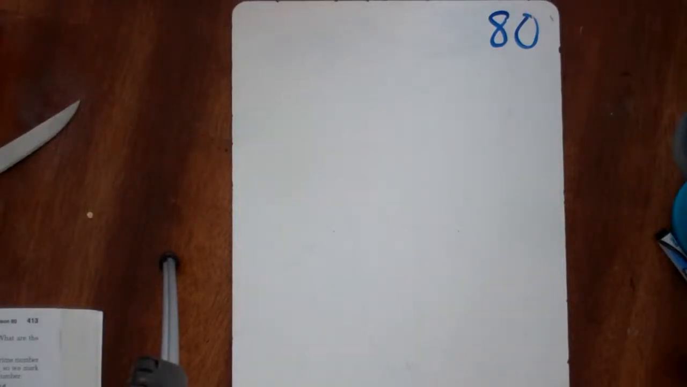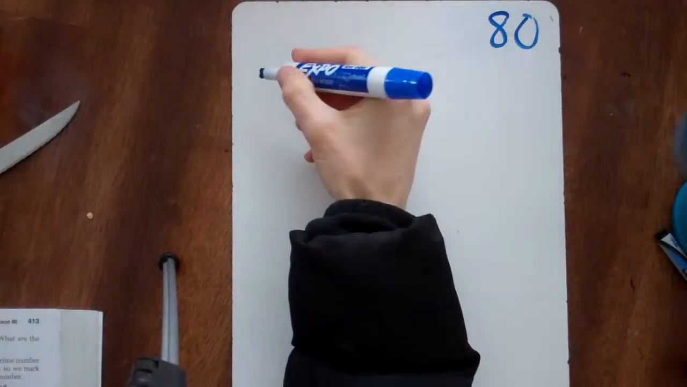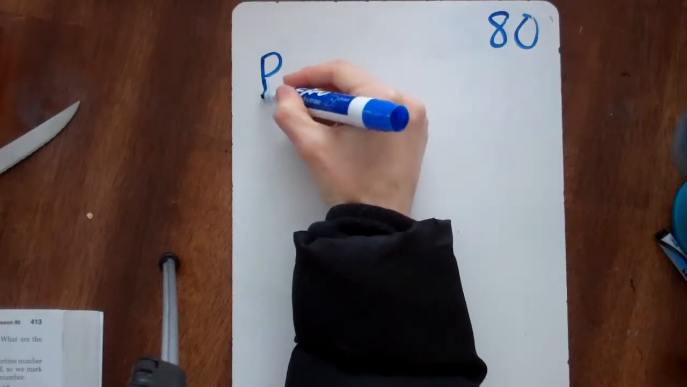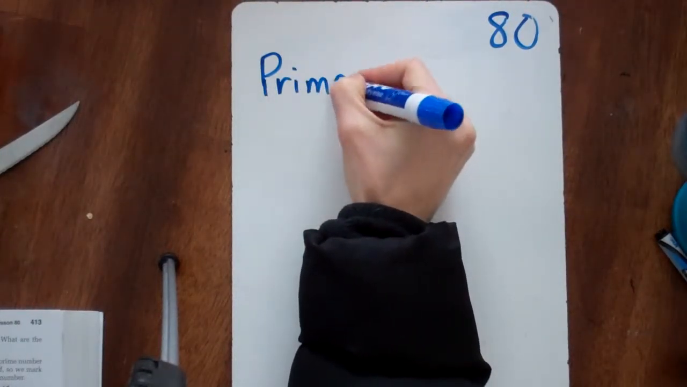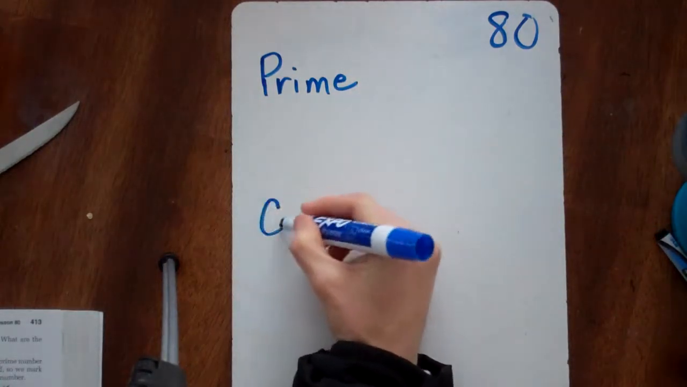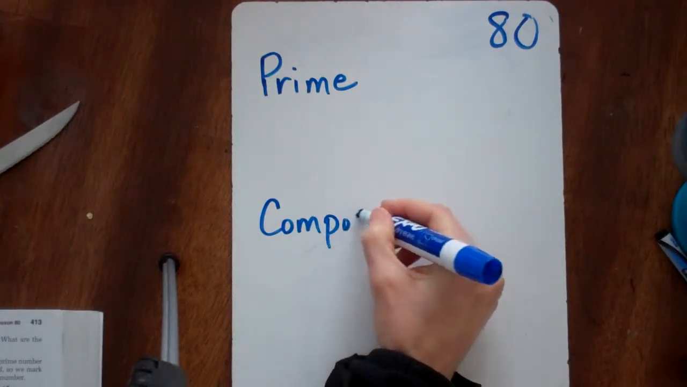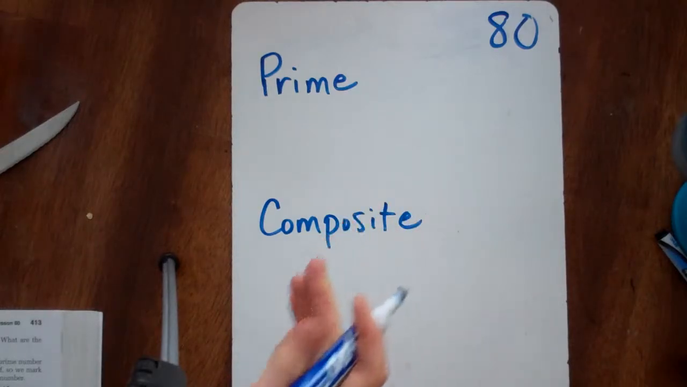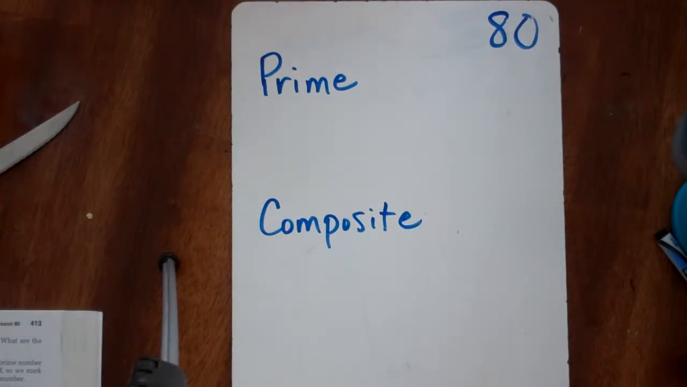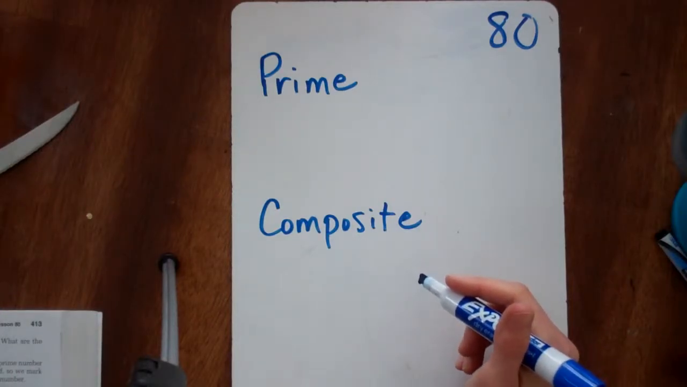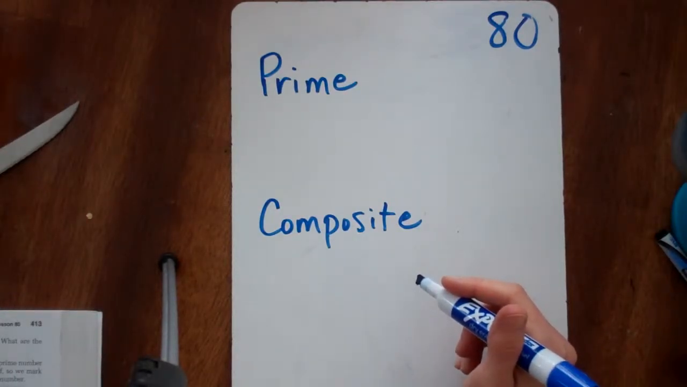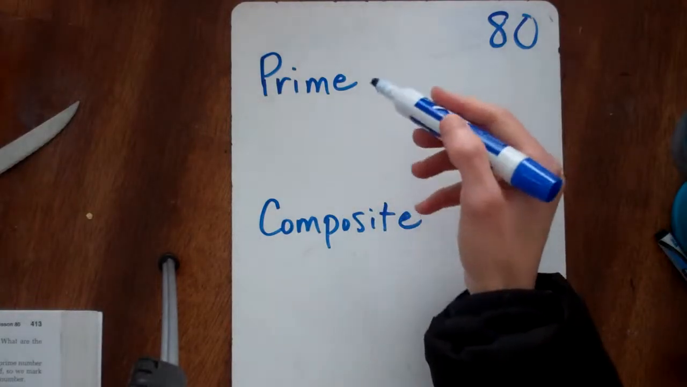Okay, lesson 80 is about prime and composite numbers. So the first thing I want you to do is write down the name prime, just like that, and then write the name composite. Okay? And we're going to go through and think about what numbers are prime numbers and which ones are composites. But first I want to give you the definition of what a prime number is and what a composite number is, okay? So I want you to write this down.